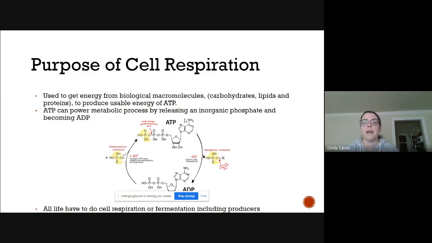Then when I need that energy, I'm going to break down that ATP back to ADP, releasing or transferring that phosphate, and now I can do some work. I can synthesize, make something, right? And that phosphate is inorganic. You're not seeing any carbon attached there, right? So keep in mind, all life has to do some form of cell respiration or fermentation to have usable energy.